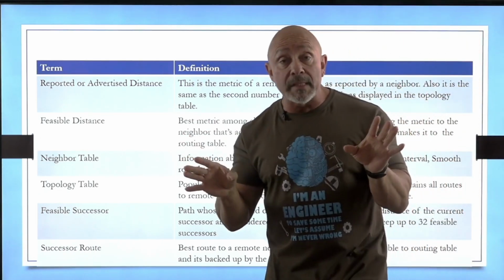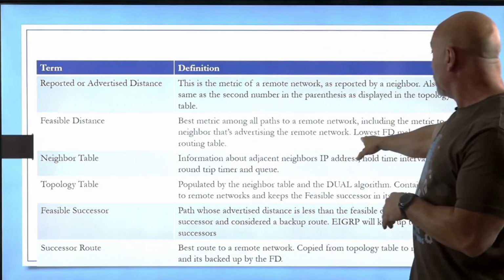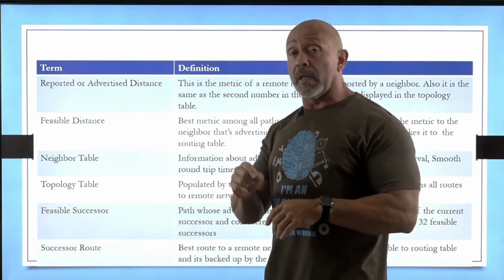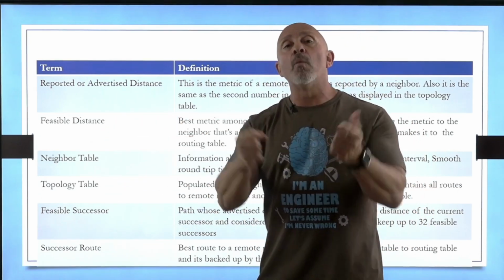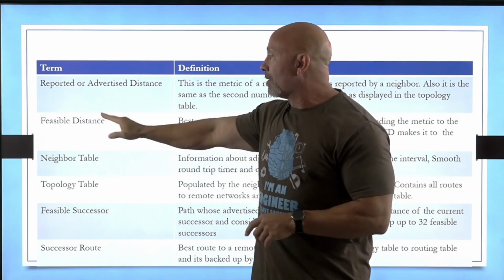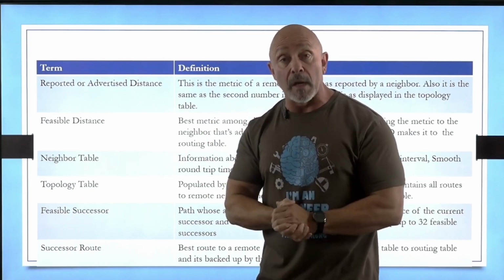So the lowest feasible distance is the one that makes it to the routing table, okay? And that's what it says right here. Lowest FD makes it to the routing table. So that's important. When you're looking at the topology table, you see the feasible distance. That is the one that it calculated. And how does it calculate? We're going to learn that in a second. That's the one that tells you, hey, this is the way we're going to go, and that's why it makes it to the routing table.